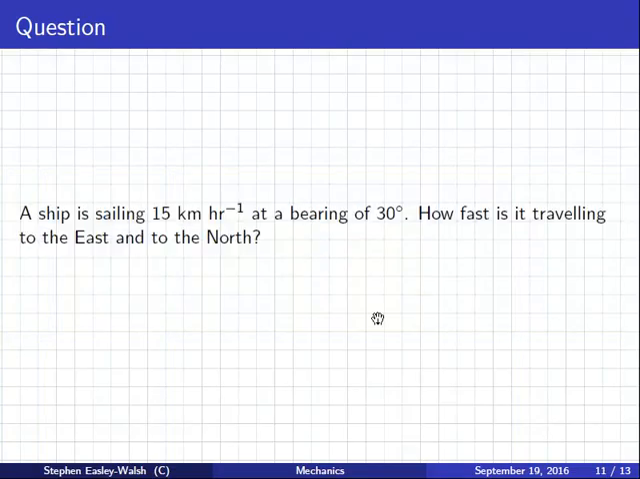Right, so this one's a bit different. This time I give you the magnitude and the direction, and then I want you to resolve into the east and the north, the horizontal and the vertical. So this is the opposite now. You'll have to use the cos or sine example that I gave you. Do you remember what bearing 30 is? You might have to check your notes. Yeah, that's it.